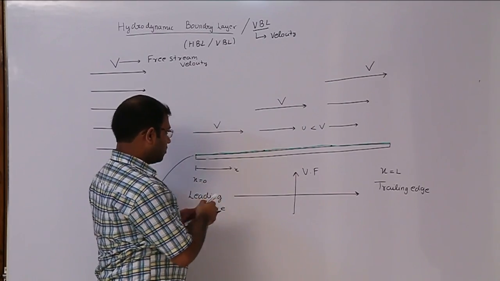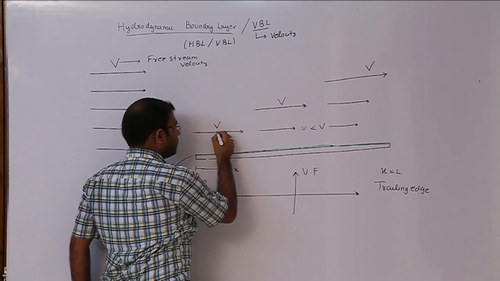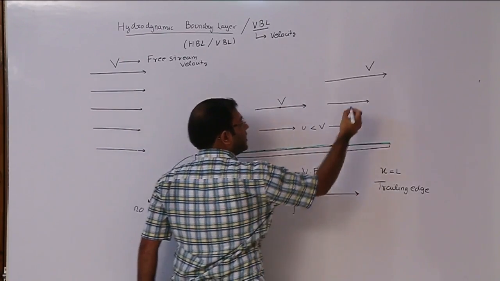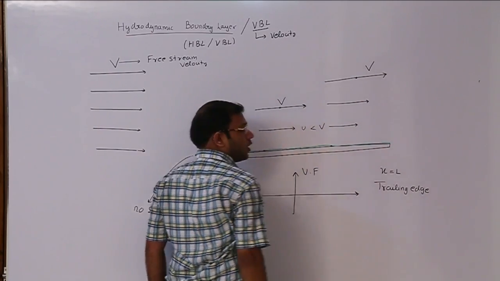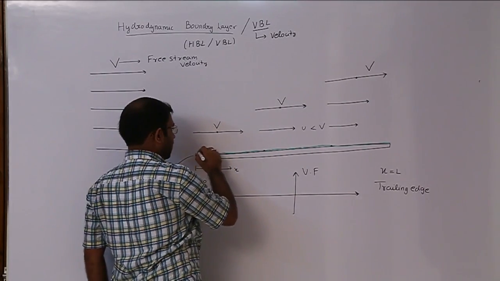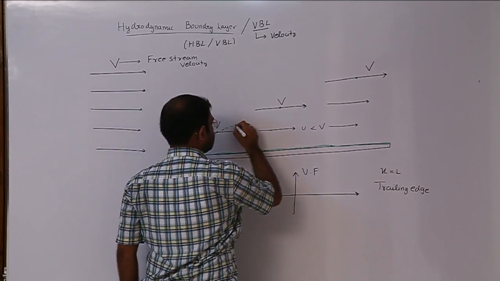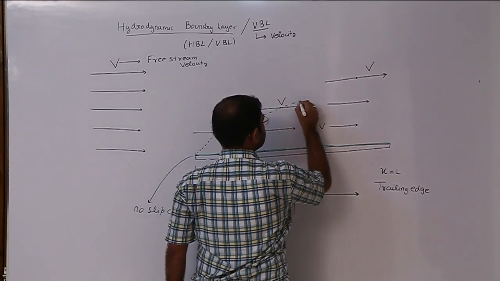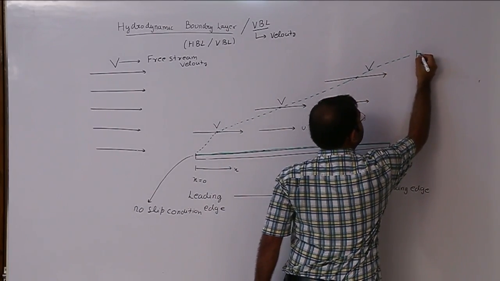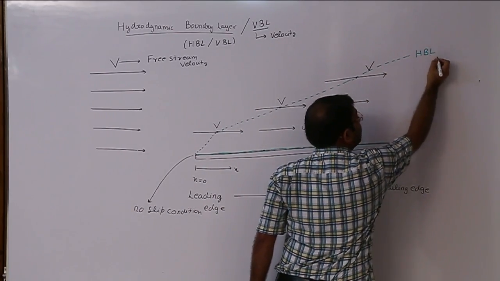Now what we do? We take a center point here and join it from the tip of the plate. So this becomes our hydrodynamic boundary layer.